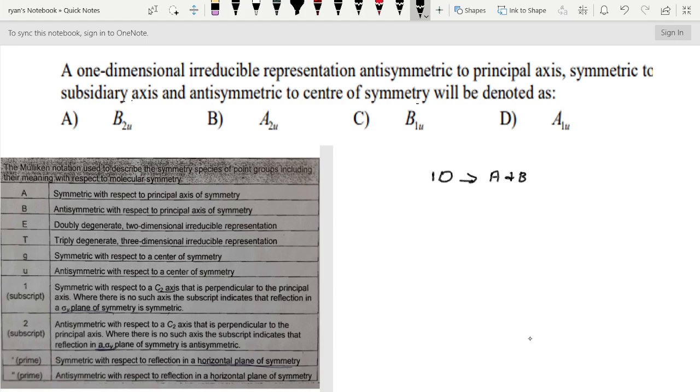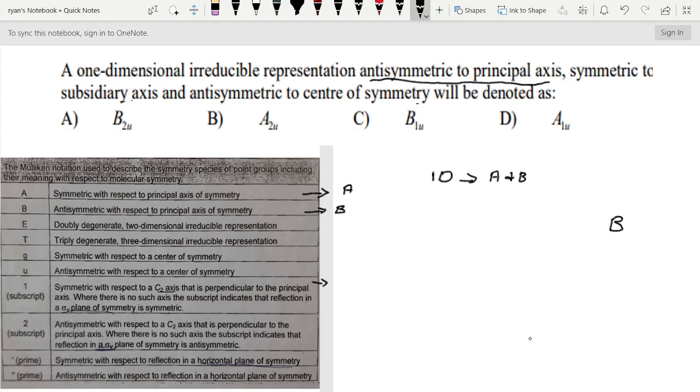Therefore here if it is symmetric with respect to the principal axis of symmetry, we have to take A. Antisymmetric with respect to the principal axis of symmetry means here we have to consider B. Here in this case, in the one-dimensional irreducible representation, it is antisymmetric to the principal axis, therefore here I am going to consider B. Second is symmetric to subsidiary axis. Therefore here I am going to consider this column.